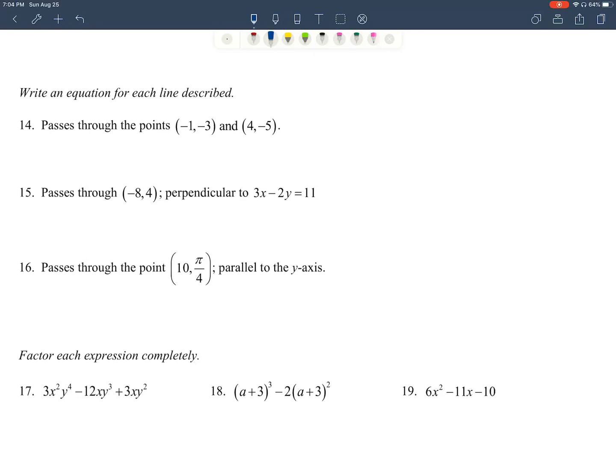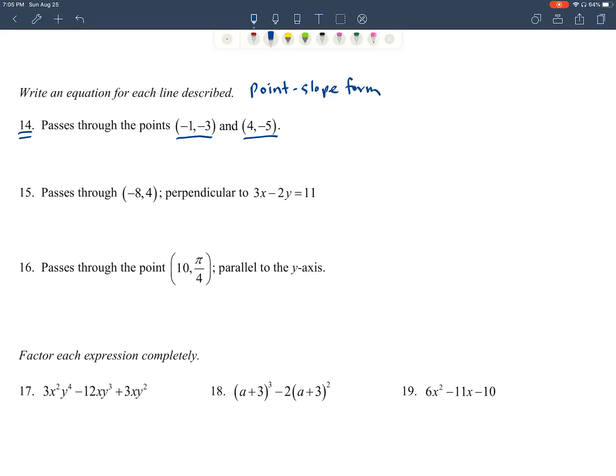In this video, I will talk about 14, 15, and 16. It says write an equation for each line described. Number 14 says we want to write the equation of the line that passes through the points (-1, -3) and (4, -5). The directions don't state it, but we want the equation given in point-slope form.